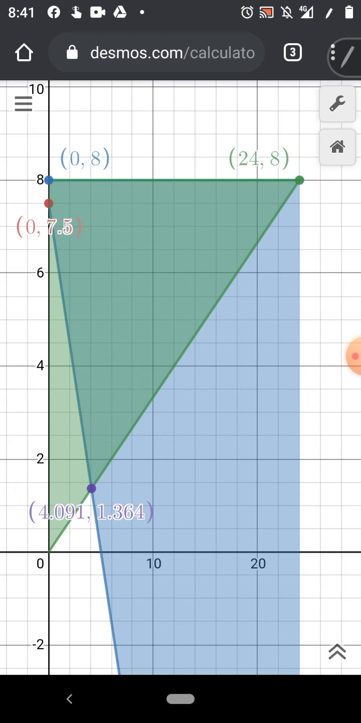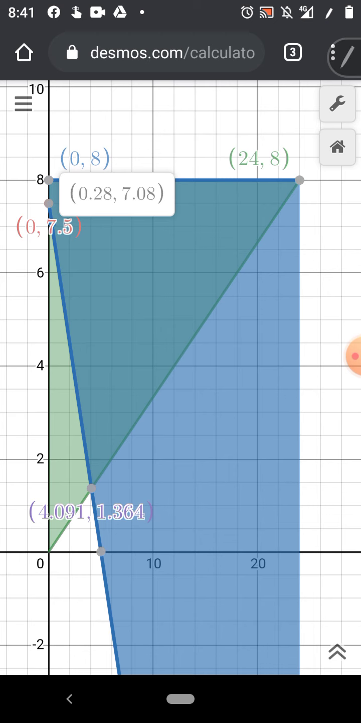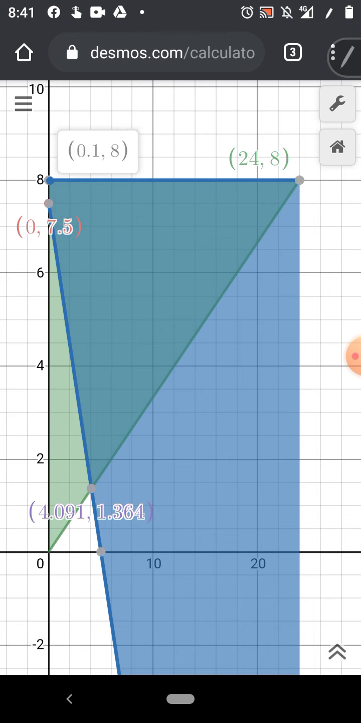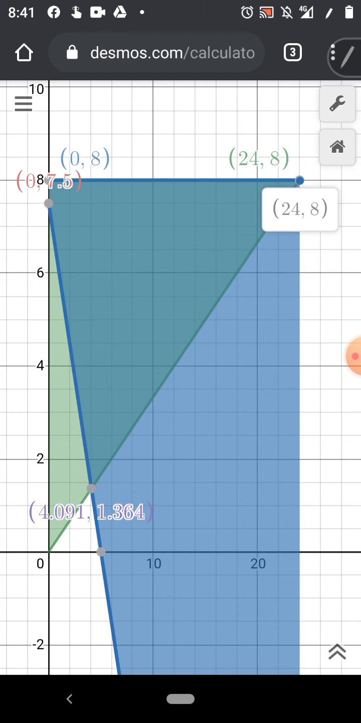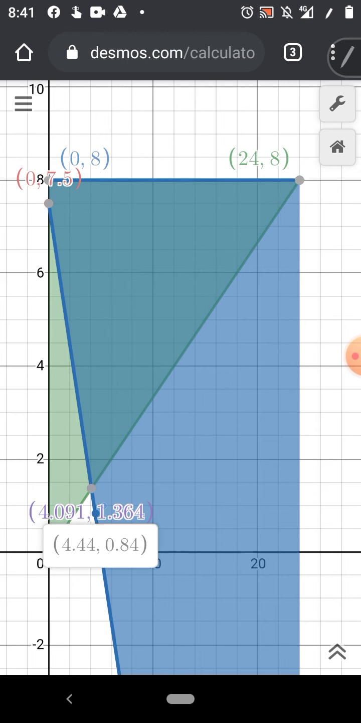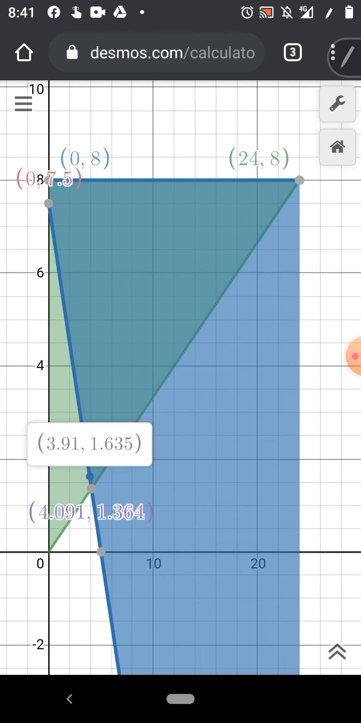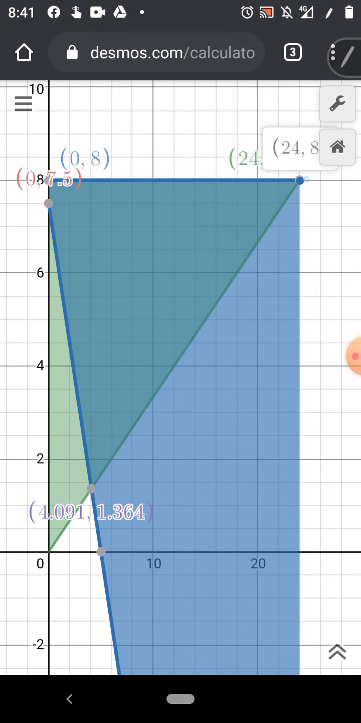On the outer edges of the wanted region have this point 0,8. They also have the point 7,5. So what I'm going to do is I'll just go ahead and start adding the x and y values of those points. So if I add the x and y values of those end points, the one that gives me the highest total is this point right here, 24,8. So I'm going to know that there is no point in this wanted region which will give me a higher value than 24,8.